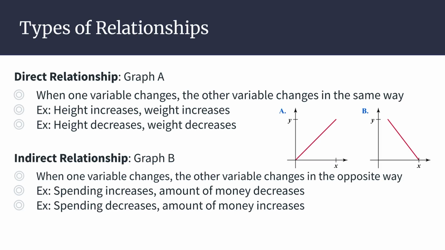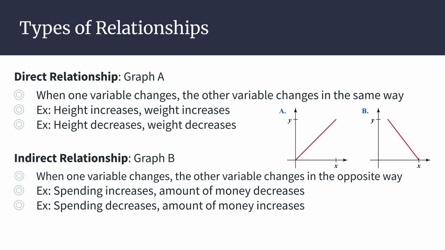There are two types of relationships, and we're going to be looking at just two variables at a time. We are going to see direct relationships, which you can see in graph A. That is when one variable changes, the other variable is going to change in the same way. So for example, as height increases, weight increases, or as height decreases, weight decreases, could be an example of a direct relationship.